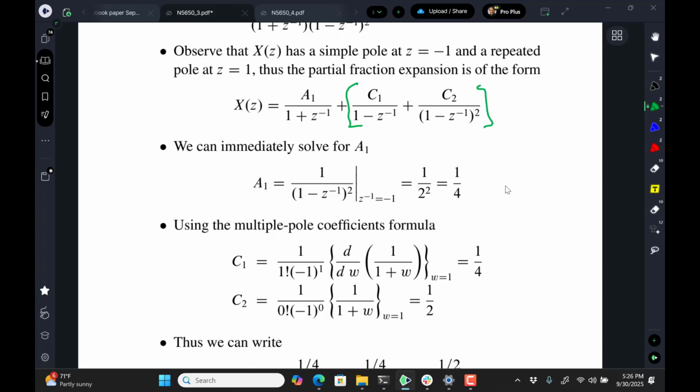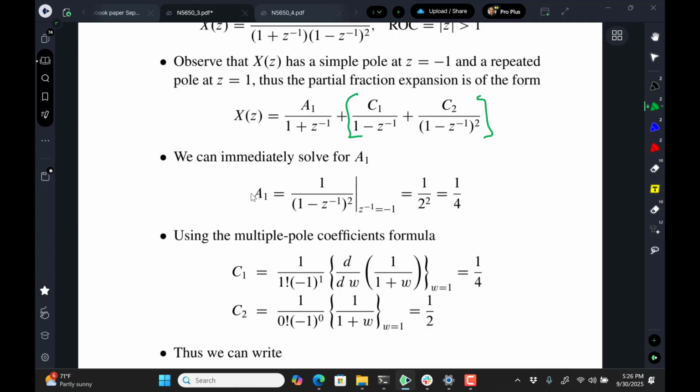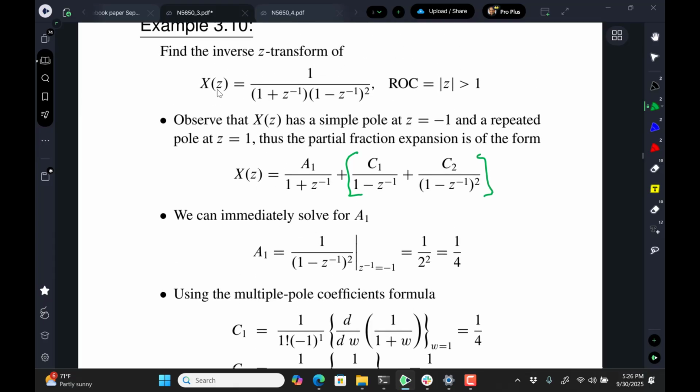So there's an out for this. First I'll just follow the approach, though, and then I'll show you the alternative that you can do for this particular scenario. So right away we can easily solve for A1, because all we have to do to solve for A1 is multiply X of z by 1 plus z to the minus 1.